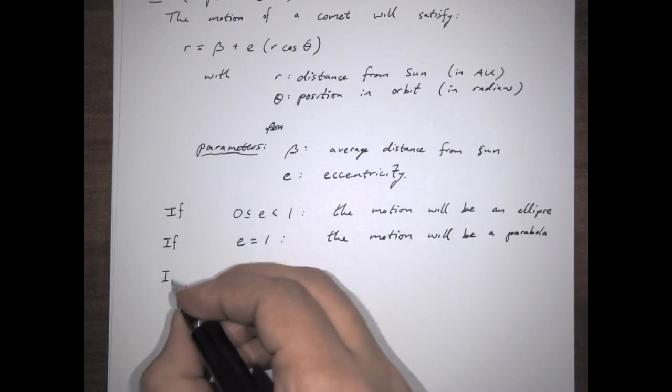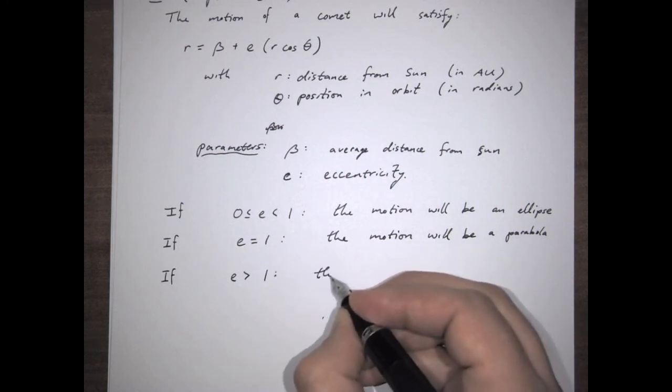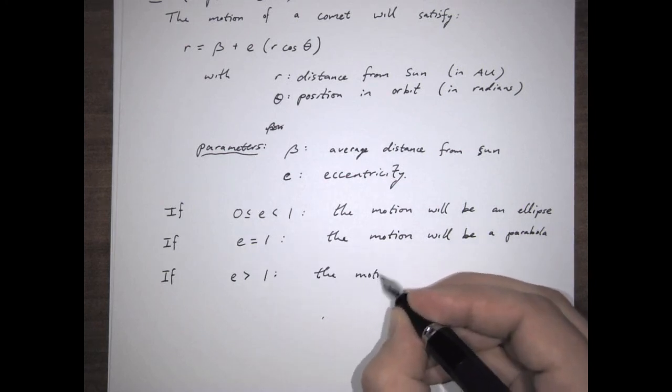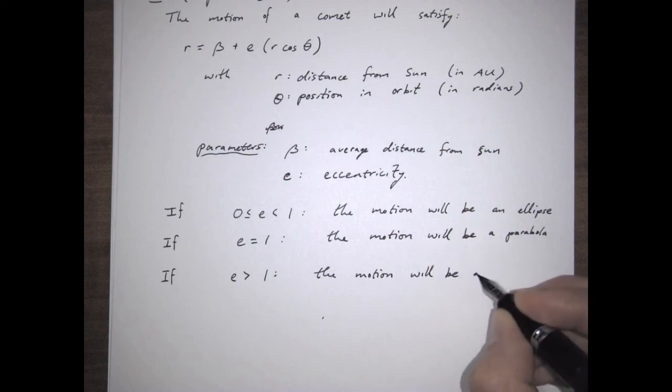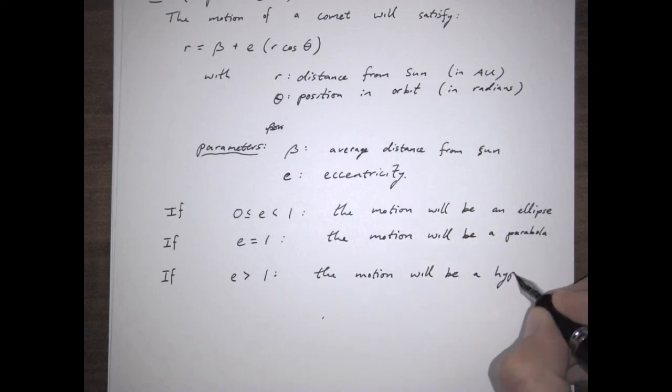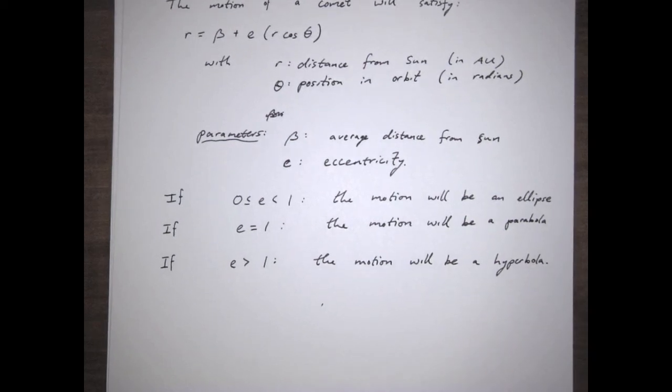And then finally, if E is greater than 1, the motion will be a hyperbola. So these are all examples of conic sections. And actually, technically, if E equals 0, that would be a circle. That would just be a circle around the sun.